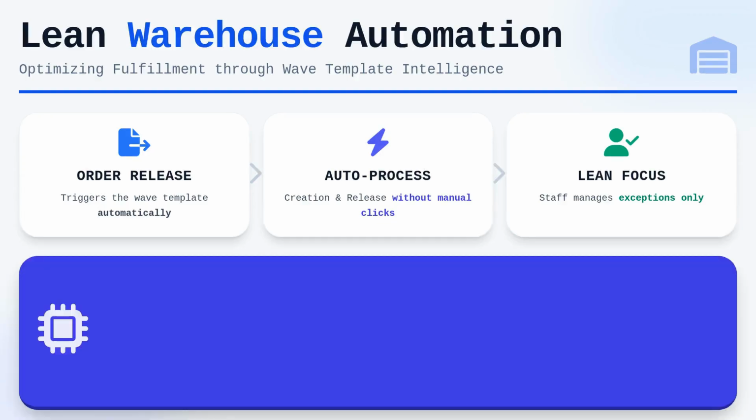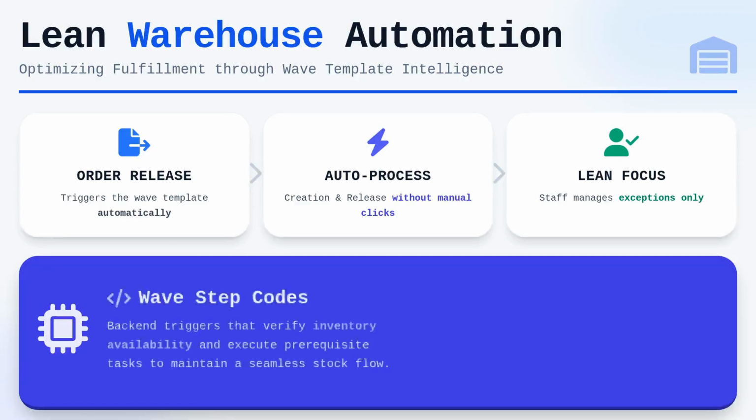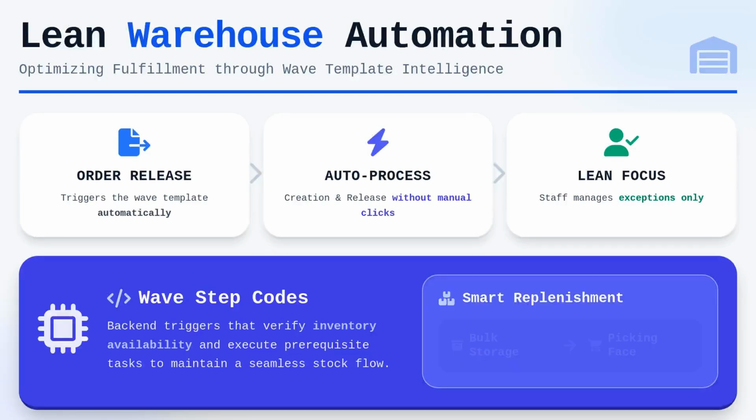However, automation must be balanced with the integration of wave step codes, which are essential for driving complex back-end logic. Wave step codes act as triggers for specific actions, such as automatically generating replenishment work to move stock from bulk storage to forward-picking locations before the main wave execution occurs. By defining these steps explicitly, you ensure that the system verifies inventory availability and triggers the necessary prerequisite tasks without manual oversight, thereby maintaining a consistent flow of stock to the picking phase.